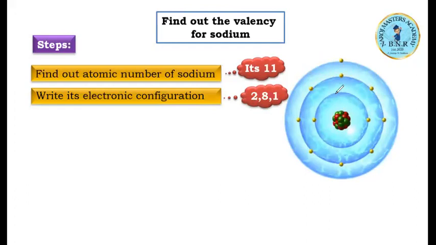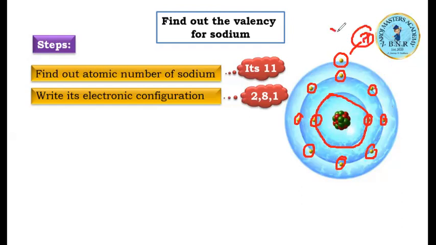First shell, K shell: 2 electrons. Next, L shell: 8. 8 plus 2 is 10. In the outermost orbit, there is only 1. So to fulfil the outermost orbit, we still need 7. It is very difficult to gain 7, but we can donate 1. So is sodium stable or unstable? Simply, we can say it is unstable.